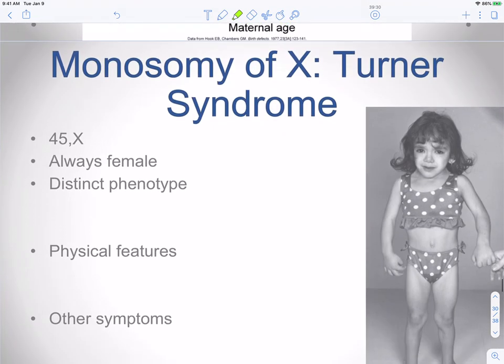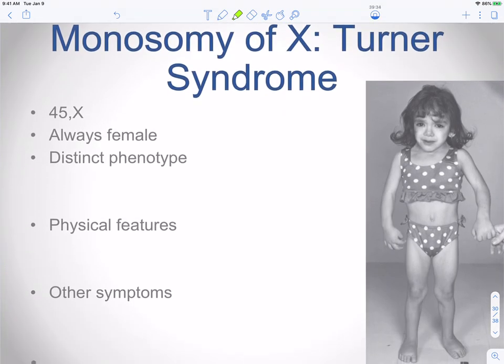increases. So Turner syndrome is a monosomy, and again, it's the tolerated one. You're basically a 45,X, so you're 45, which should be 46, and you only have one X. They're always going to be female. They have short stature, and they're going to have sexual infantilism.